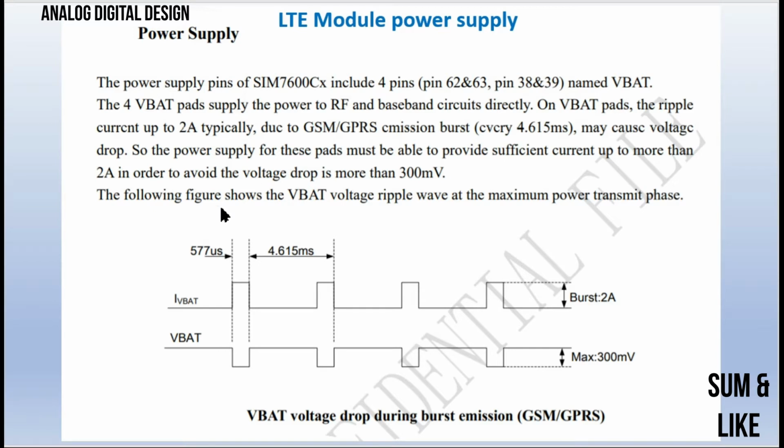So generally the power supply, whatever we are using to power up the LTE module, its current rating should be more than 2 ampere, around 2.5 or 3 ampere. In that condition, the power supply will drop only up to 300 millivolt when this phenomenon happens. So keep this in mind while designing the power supply for the module. It is very important.